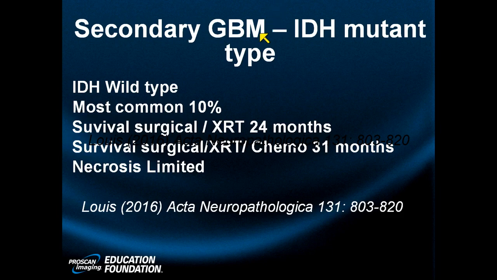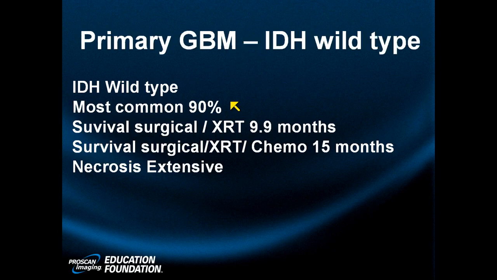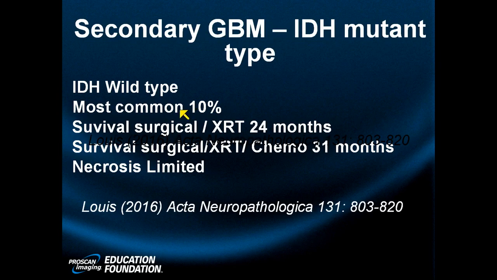So the IDH mutant, the most common type is this one. This is a typo, and I will fix it on MRI Online. This should say mutant, and it's 10% of GBM. So 1 out of 10 are going to be IDH mutant. I'll make sure I have that corrected. So if you're writing, correct it.